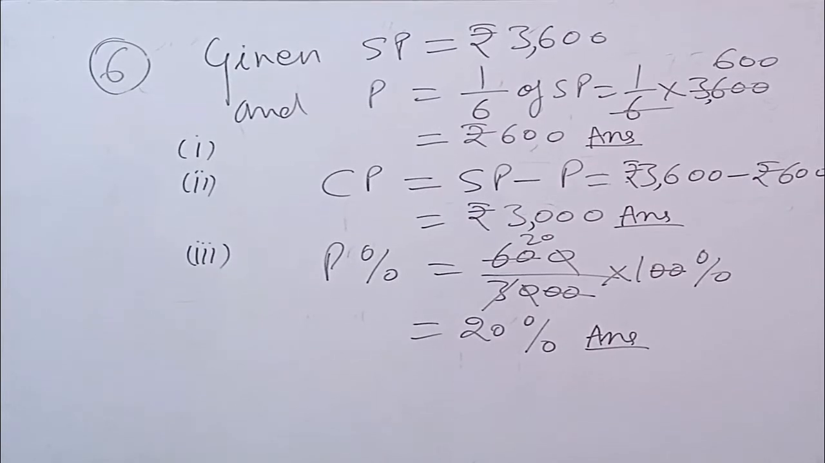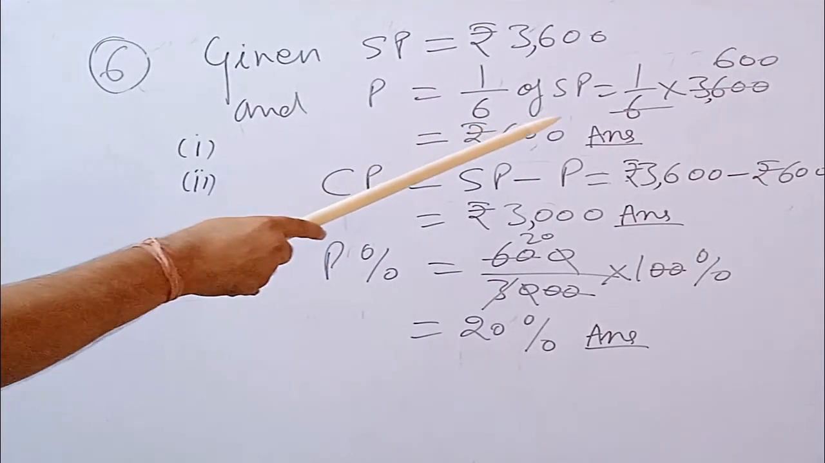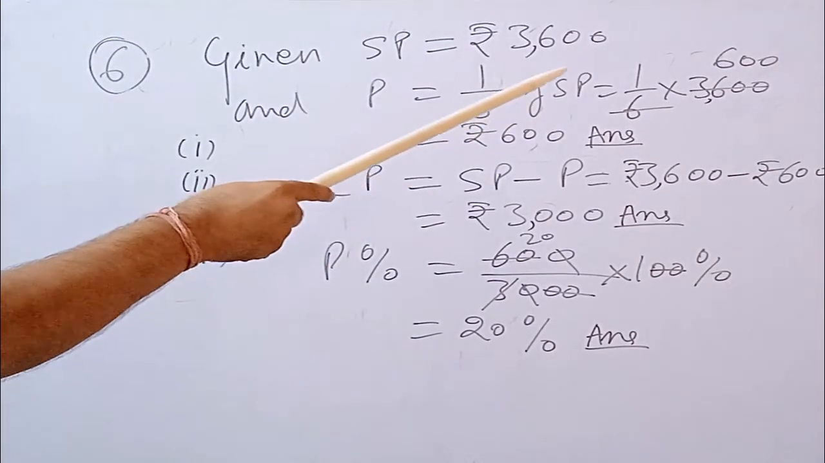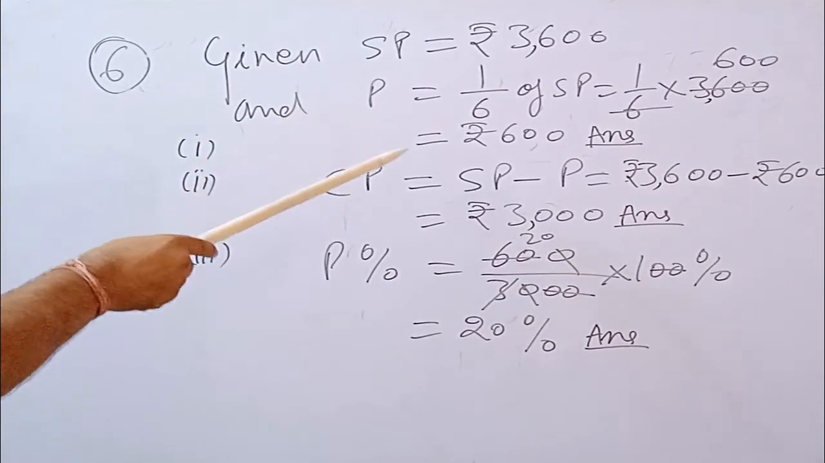Children, I am taking question number 6 of the same exercise. Mohi sold a TV set for rupees 3600, gaining 1/6 of its selling price. Find the gain percent and the cost price of the TV. First, write down whatever is given. Selling price is 3600 and the profit is 1/6 of the selling price, that is 1/6 × 3600. Cancelling, 6 sixes are 36, so 600. So the first answer is rupees 600, the profit.